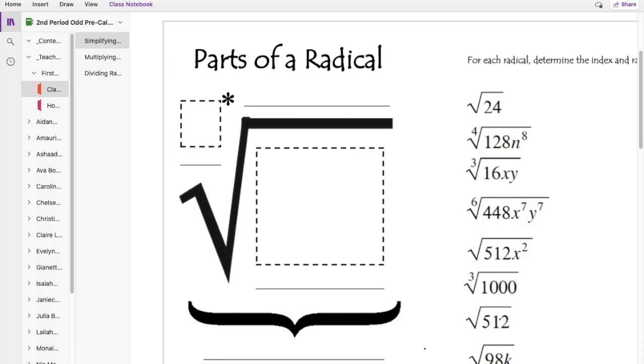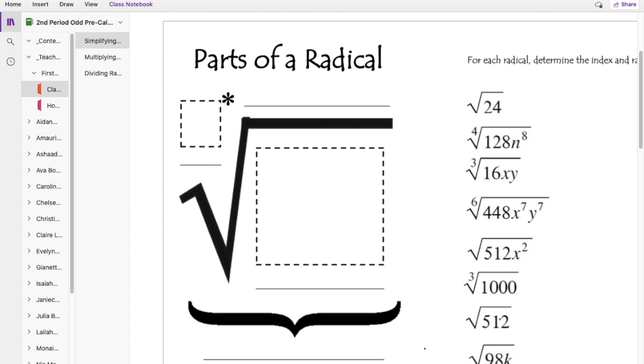In this video, we are going to be talking about simplifying radicals. By the end of this video, you should be able to simplify any radical, no matter what the index may be. To start, we're going to be talking about different parts of the radical and then going through a few examples. So here we have a blank radical, so we're going to talk about the different parts.